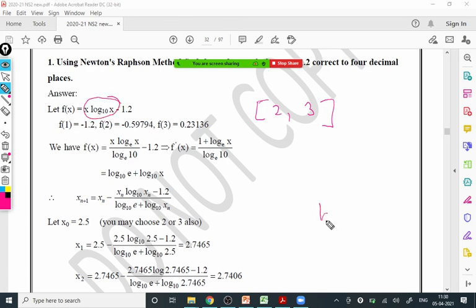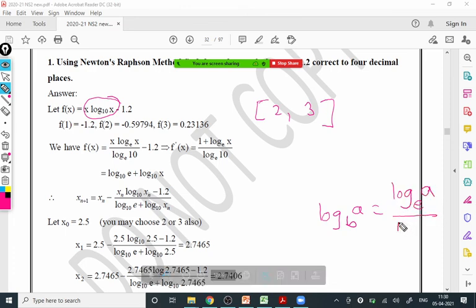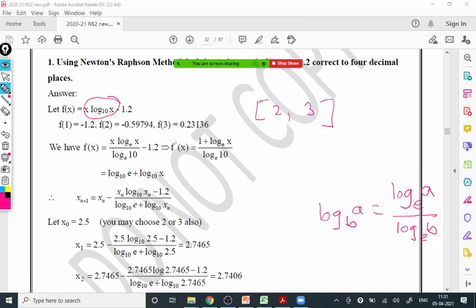We have log a at the base b is log a at the base e divided by log b at the base e. Is it correct? Yes, sir. So log a at the base e and log b at the base e. So this is the change of base formula. This formula is used to change the base 10 to the base e.